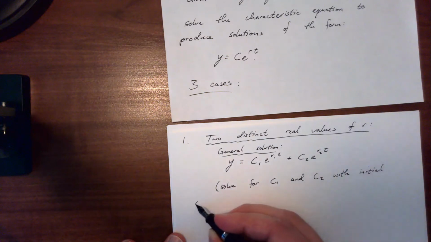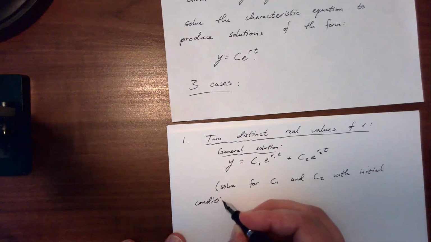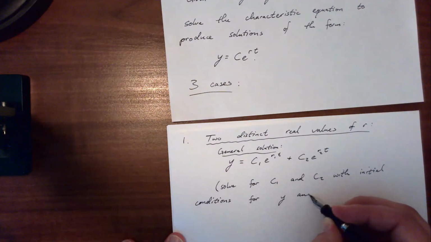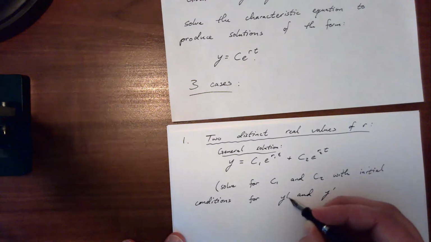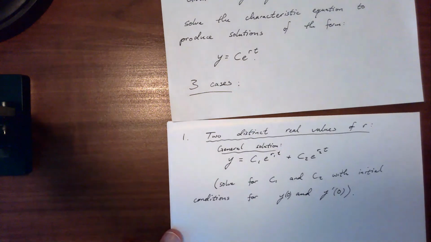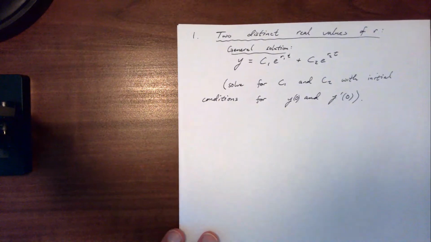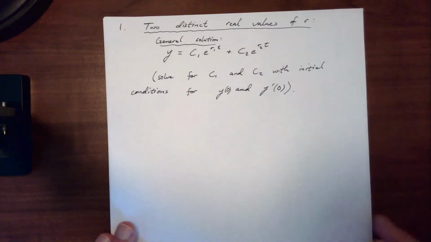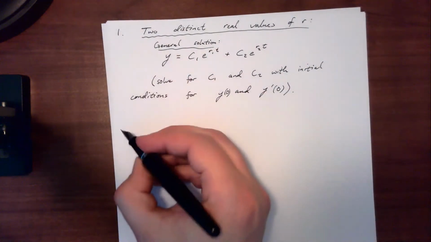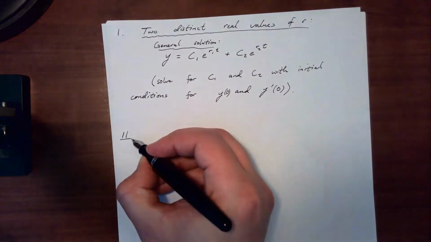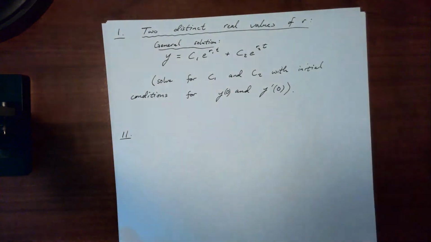With initial conditions for y and y prime. And typically these will be initial conditions of y of 0 and y prime of 0. Okay, so this is case 1. This is sort of the default case. But then, whenever we are not in this particular case, then we have one of 2 other possibilities.